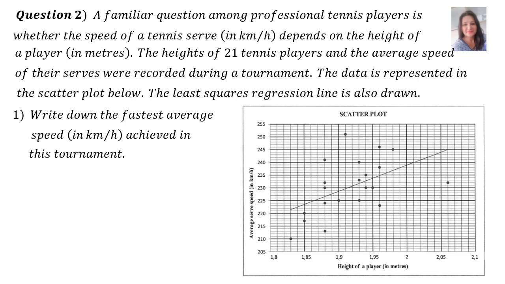Question 1. Write down the fastest average speed in kilometers per hour achieved in this tournament. Now, the reason that I gave you this question is usually the question wants you to draw the scatter plot. Now, in this case, the scatter plot was given. So for us to find the fastest average speed, we will go to this point. Can you see that? You will read off on the y-axis, and then your answer will be 251 kilometers per hour.